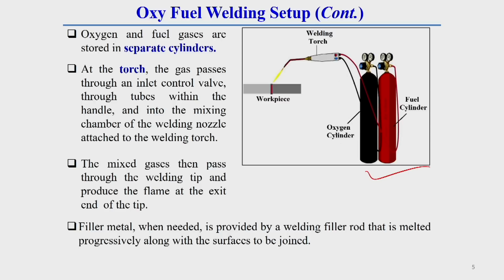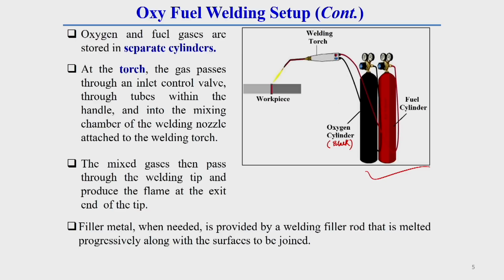Here, generally, as I have already told you, two cylinders are used. One cylinder generally contains oxygen gas. The oxygen cylinder color is black in nature, and the other is the fuel gas cylinder. Here a maroon color is given. Different fuel gas cylinders generally have different colors. By seeing the color itself, we can say what gas is contained in the cylinder.